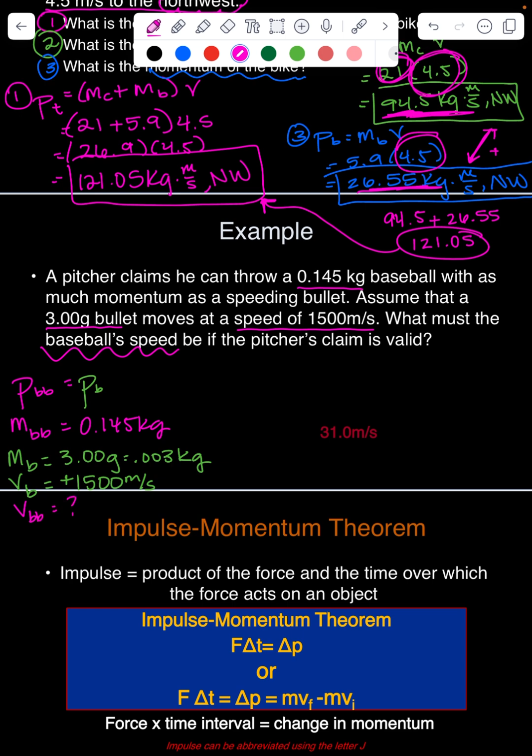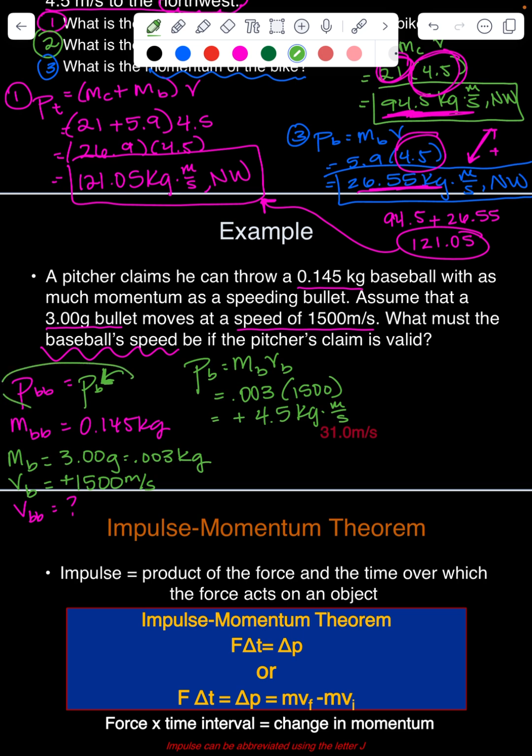Well, in order for us, given everything that we know, we have to find the momentum of the bullet first. So we know that the momentum of the bullet is equal to the bullet's mass times its velocity. We have both of those. So it's going to be 0.003 times 1,500. That's going to give us a momentum of 4.5 kilogram meters per second. And if our velocity was assumed to be positive, our momentum will also be positive.